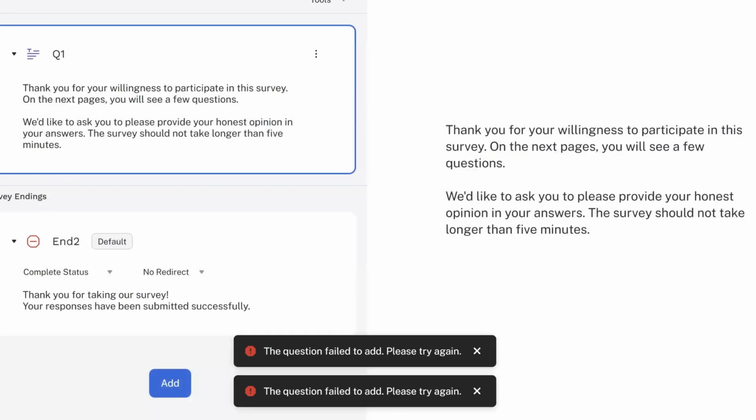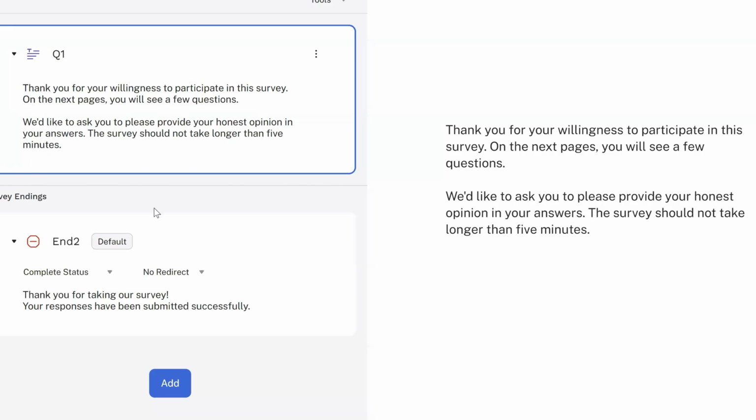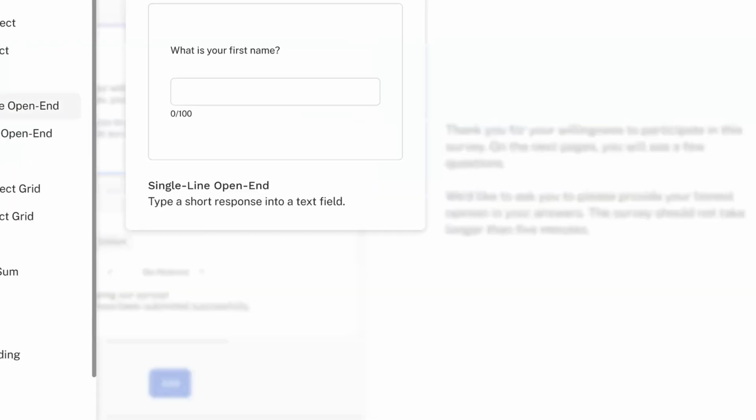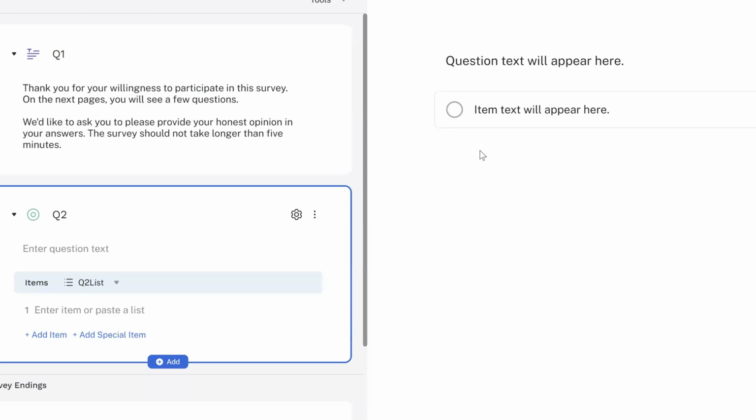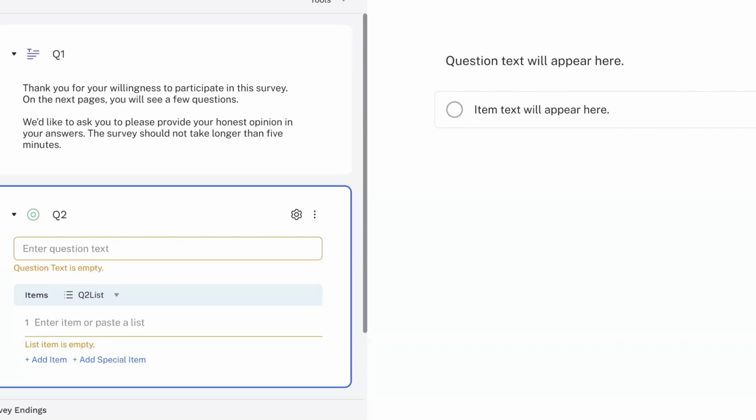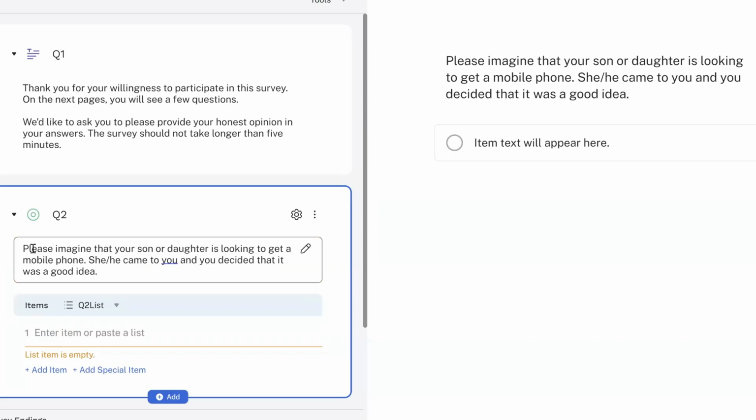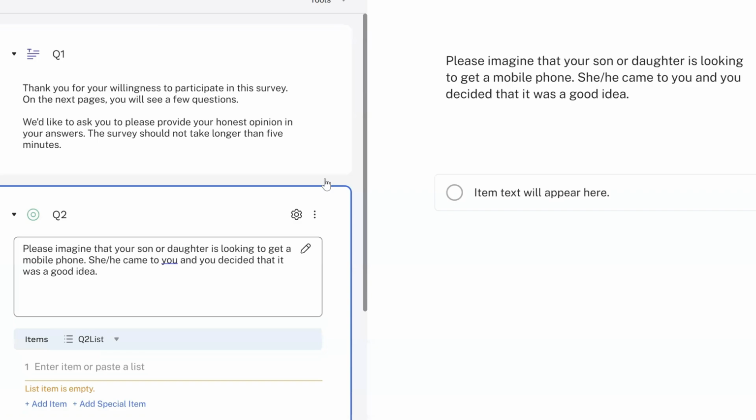And I'm going to add a single select, because one of the things that's going to help me, here we go, let's do a single select here, and one of the things that is going to help me segment people is if I understand something about you. So I don't want to just run into a conjoint analysis. Let's just say, imagine that your son or daughter is looking to get a new mobile phone. She came to you and you decided that it was a good idea. So what is it that I want you to do? Okay, first things first.